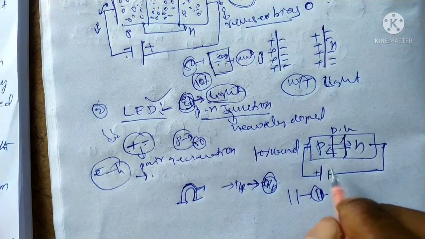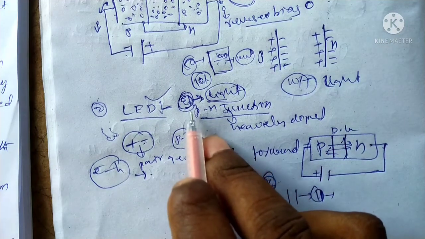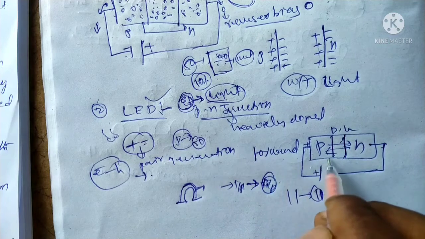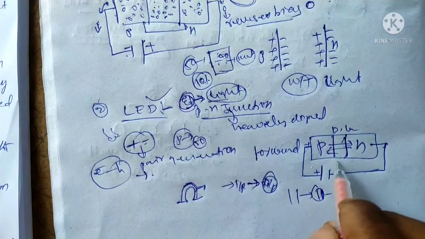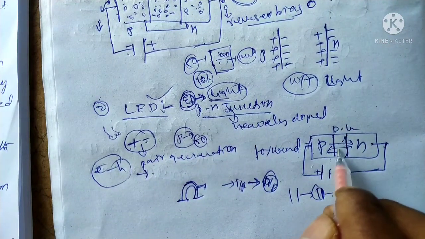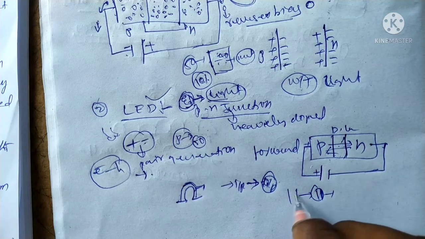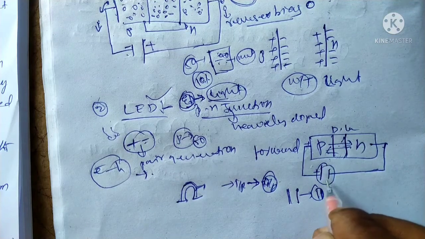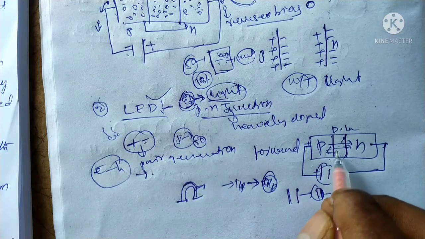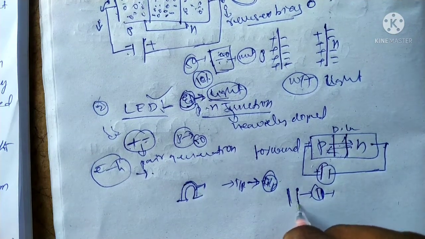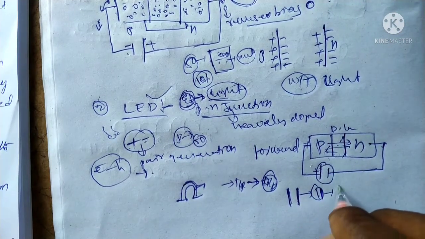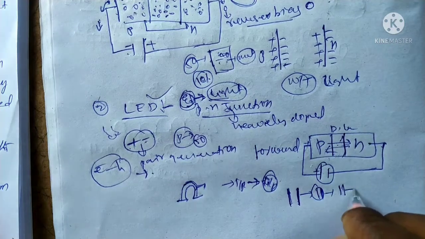The amount of current is released. This current is converted to light energy. In the case of forward bias, we get a large amount of current. Without bias, meaning without connecting the battery, the width of the depletion layer is very high. When we connect the bias, the width of the depletion layer decreases.